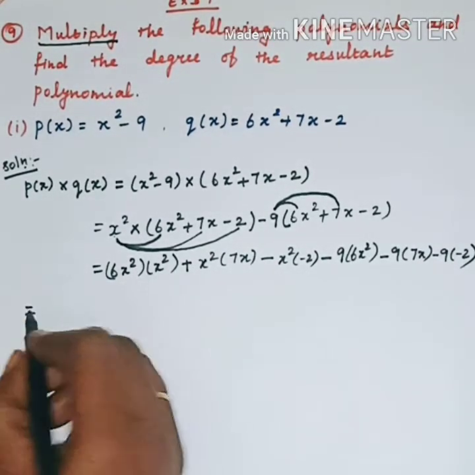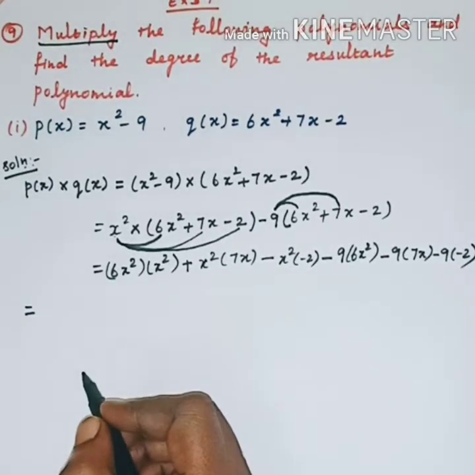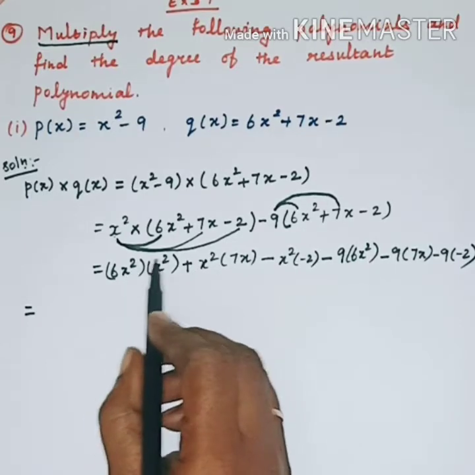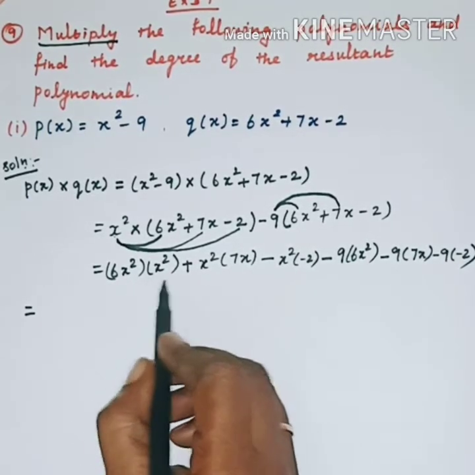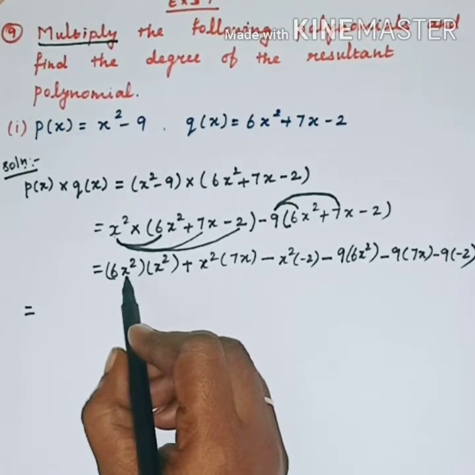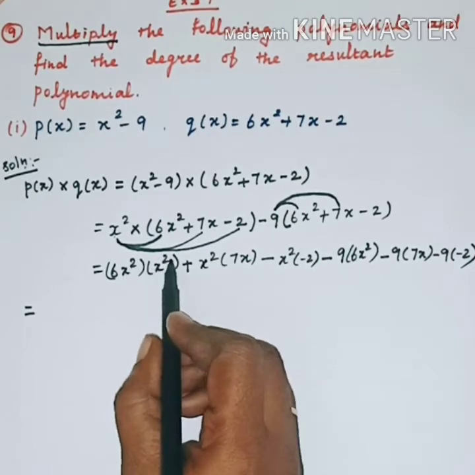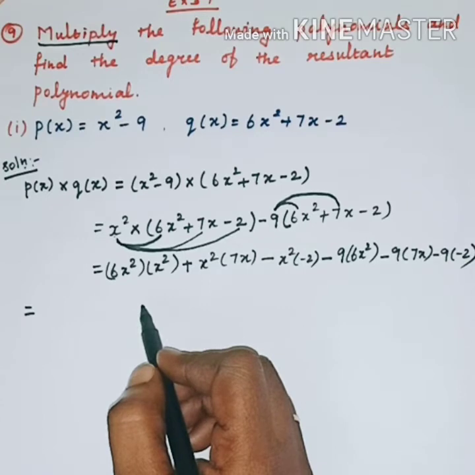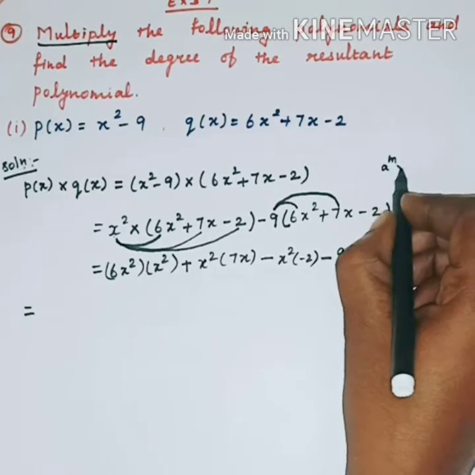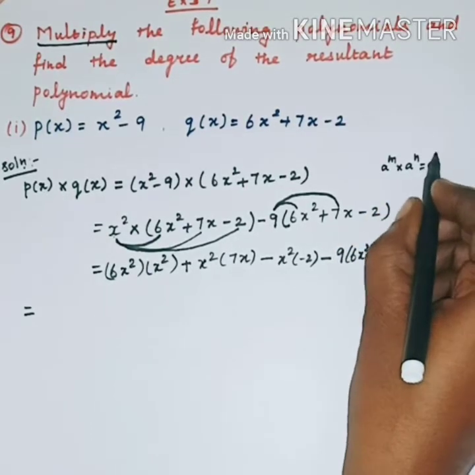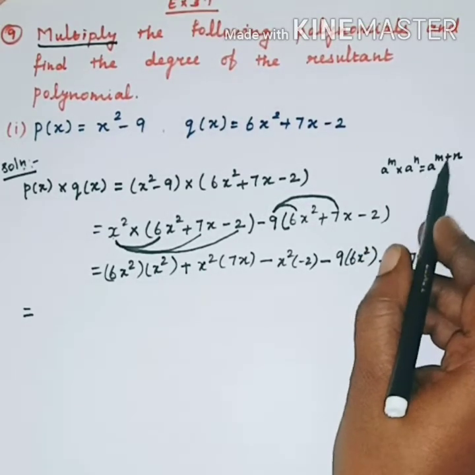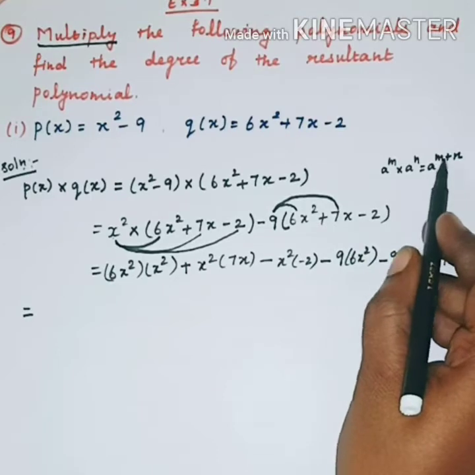Now we have to simplify these expressions fully. When we multiply the variables, the power should be added. Understand clearly, when we multiply two variables, the power should be added. You know that rule, a power m into a power n is equal to a power m plus n. So when we multiply the variables, we have to add the powers.